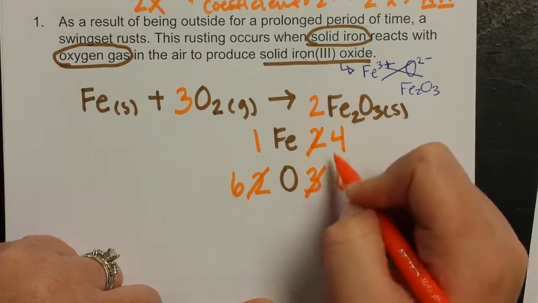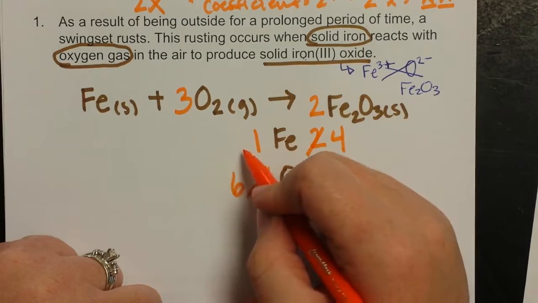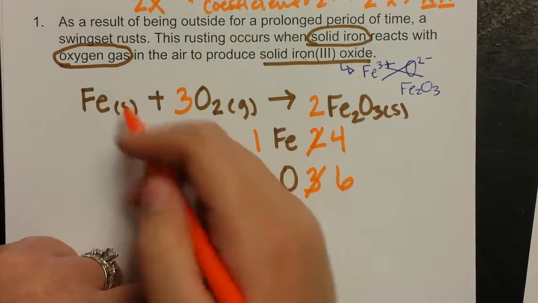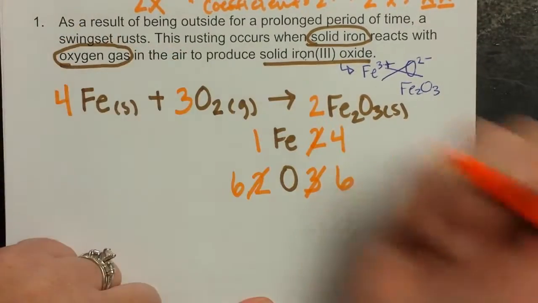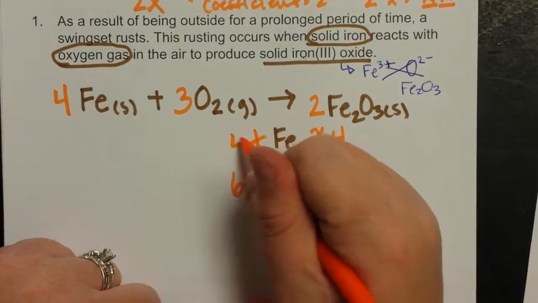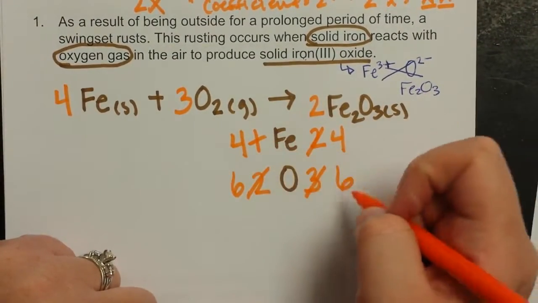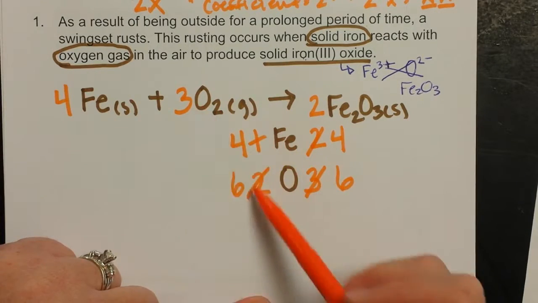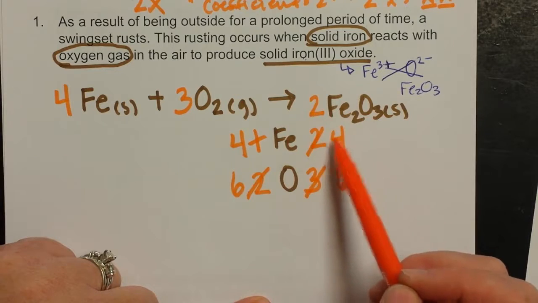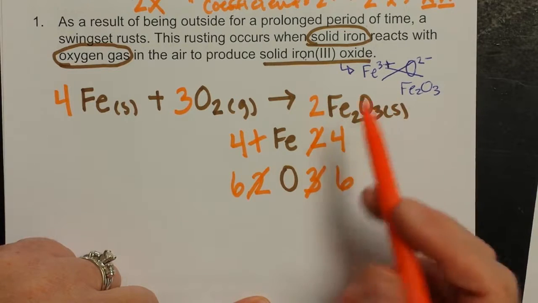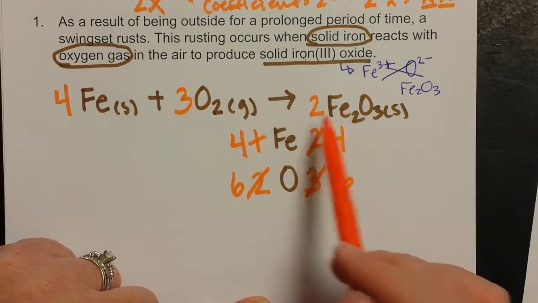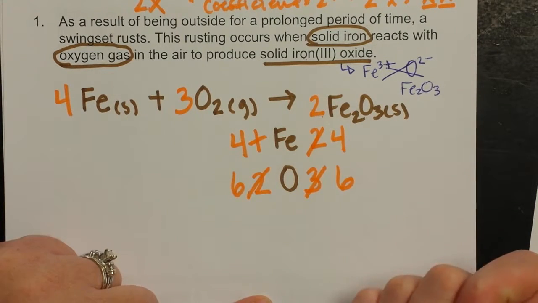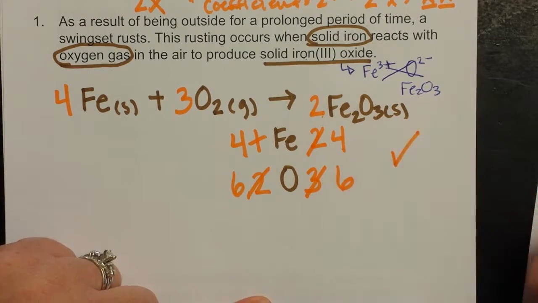So my oxygens are balanced. Now I need to have 4 irons on my reactant side because I have 4 in my product side. So since that's just 1, I can put a 4 there. Now everything is balanced. Let's check the work. We've got 4 irons, 6 oxygens. 2 times 2 is 4 irons. 2 times 3 is 6 oxygens. And we can check to make sure that we are in the lowest whole number ratio. And 4, 3, and 2 cannot be reduced any further. So that is complete.